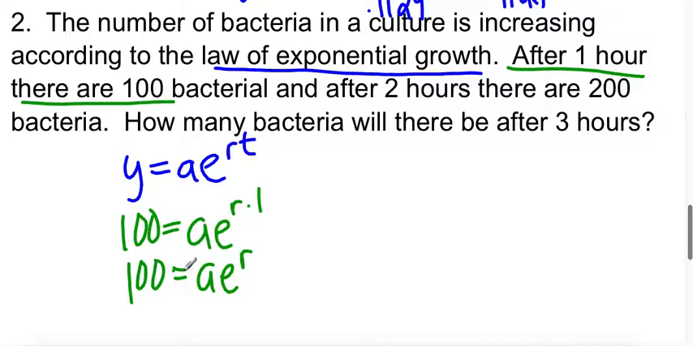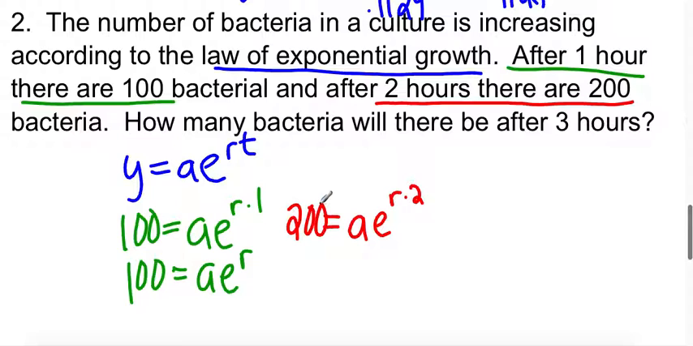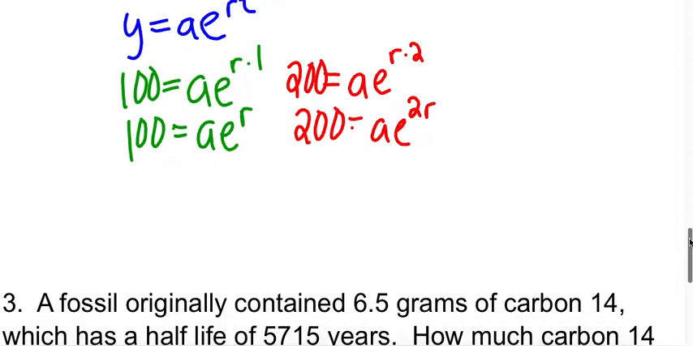Okay, what else do we know? After 2 hours, there are 200 bacteria. So, again, we don't know A, we don't know our rate, but after 2 hours, we have 200 bacteria. So we have 200 equals A e to the 2r. Okay, so here I have 2 equations and 2 things that I don't know. I don't know the A and I don't know the r. So what I'm going to do, I'm going to go back to this green equation and solve the green equation for A and then use substitution to put it into the red equation.